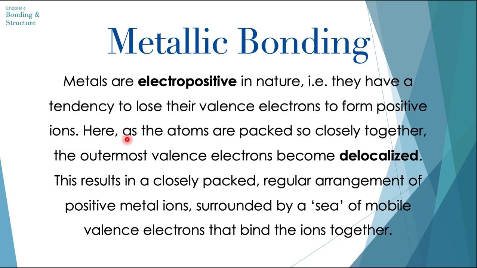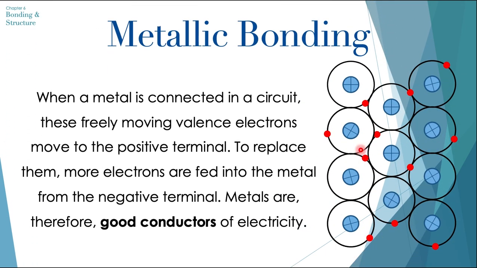So here in metals, as the atoms are packed so closely together, the outermost valence electrons become delocalized. And this results in a closely packed, regular arrangement of positive metal ions surrounded by a sea of mobile valence electrons that bind the ions together. So the atoms of the metals are so closely packed together that their valence electrons become delocalized. So they can go anywhere. They can go into another atom's electron shell as well. It's like all their paths are joining with other atoms, and they become delocalized.